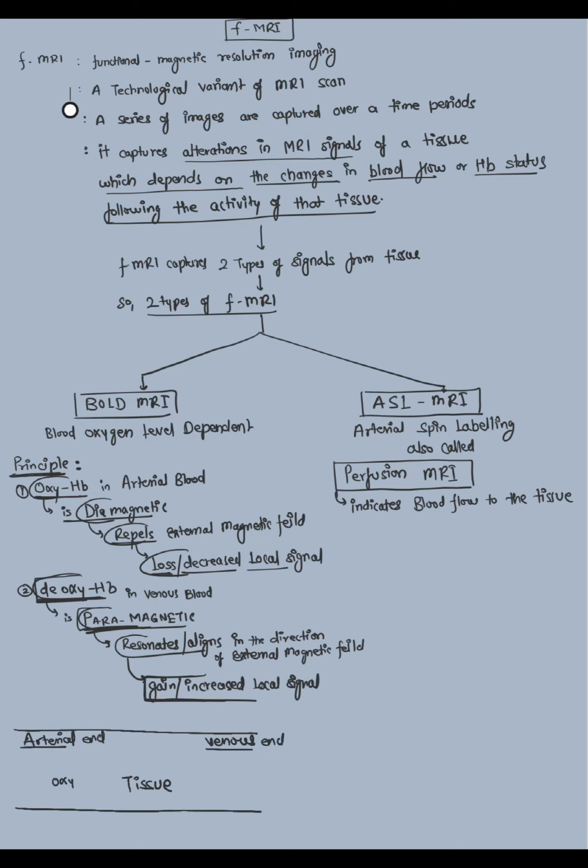So now what is the further course? The changes in the tissue activity will produce changes in the hemoglobin oxygenation level, and it will produce a local distortion of the magnetic field which will be captured. So this BOLD MRI has two resolutions. One is the spatial resolution, one is the temporal resolution.